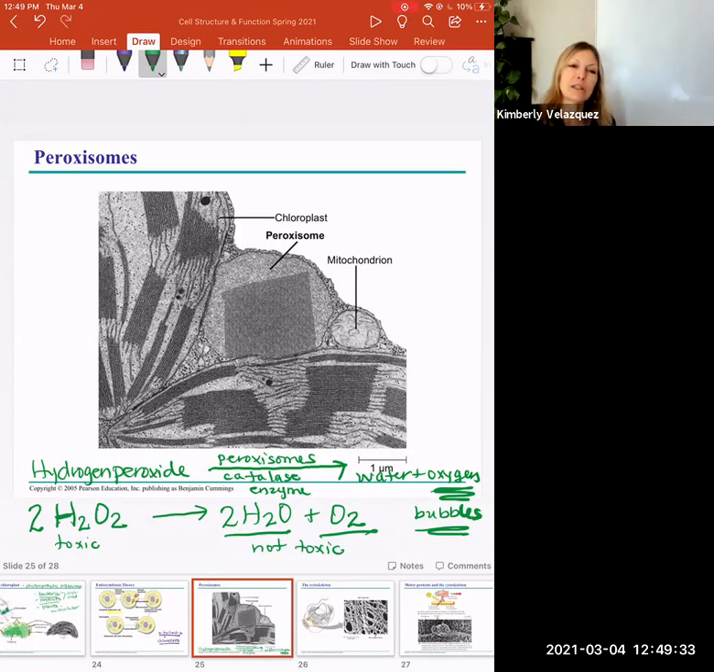So again, the only reason I have these peroxisomes on here is because catalase enzyme and hydrogen peroxide, we're going to study that in the enzyme lab. We're going to actually use yeast. And yeast have catalase enzyme and can do this same thing. We're going to look at hydrogen peroxide and how it's processed by yeast.